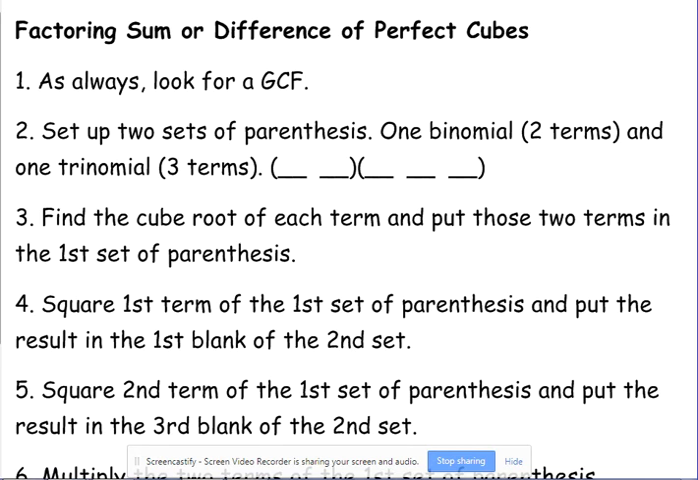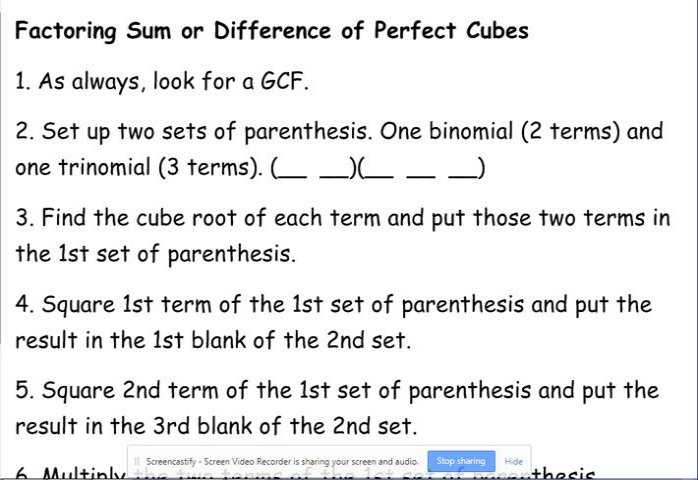We're going to put those 2 terms in the first set of parentheses. So after we take the cube roots, we put those in order in the first set of parentheses. The second set of parentheses is built from what we have in the first set of parentheses. So step 4 says we square the first term of the first set, and that goes in the first blank in the second set of parentheses.